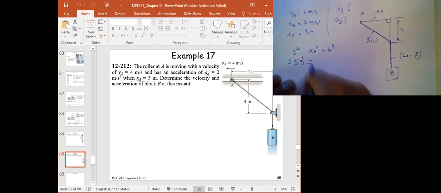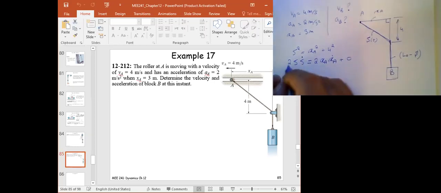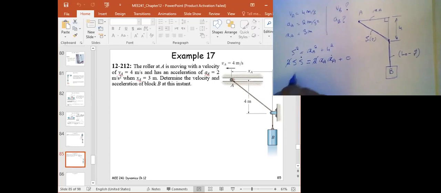Equals 2 XA times XA prime, right? Yes. Plus what? 0, because it doesn't change. Yeah, so the 2 and 2 will cancel out, and I can actually find S prime. So what is S prime?